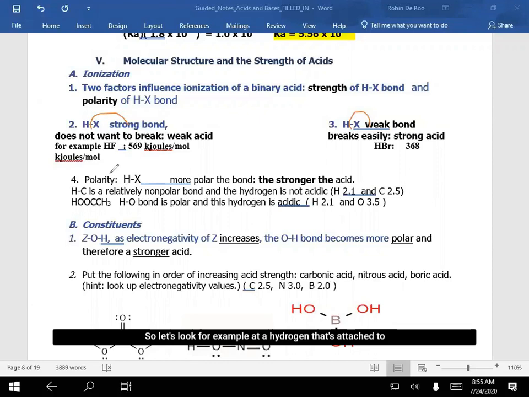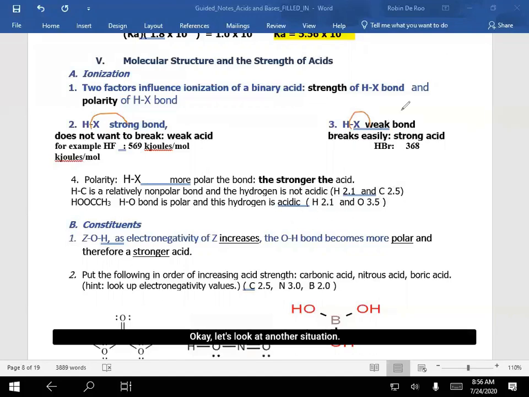So let's look, for example, at a hydrogen that's attached to a carbon. That is a relatively nonpolar bond, and the hydrogen on the carbon is not acidic. This is the electronegativity value of hydrogen, 2.1, and carbon is 2.5. Whereas if you look at this hydrogen that's attached to an oxygen, the hydrogen-oxygen bond is polar, and this hydrogen attached to the oxygen is acidic. The electronegativity value of hydrogen is 2.1, and oxygen is 3.5.